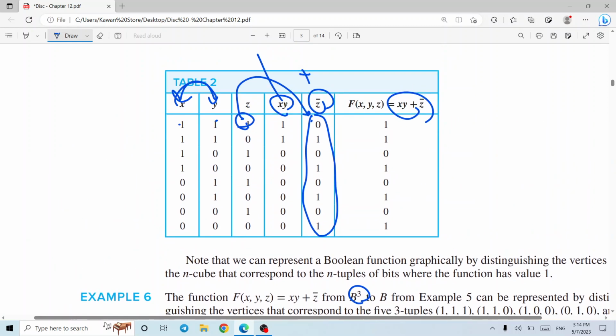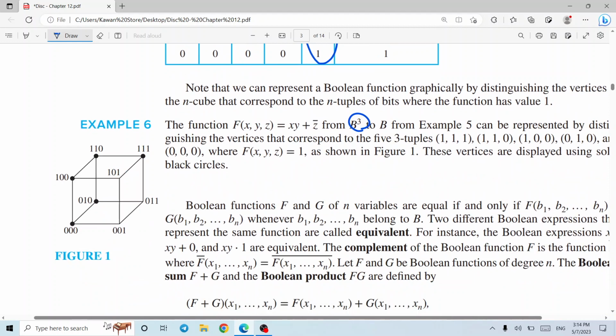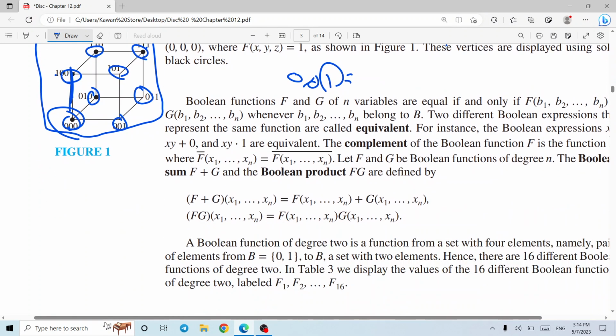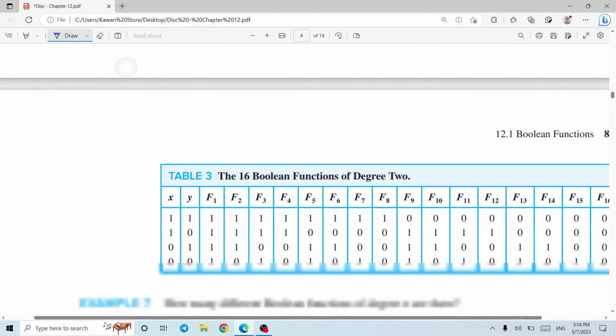Also, here you can represent the numbers as a cube. Each vertex means that each point can be represented as 0, 0, 0 and that one is 1, 1, 1. 0, 0, 0 means 0 on the x-axis, 0 on the y, 0 on the z. When I say 0, 0, 1, it means that I have 1 on the z-axis only. That's why. And many other questions.